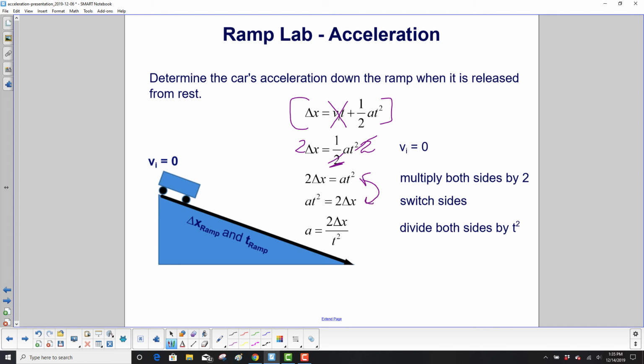So I have at squared is 2 delta x, and we're interested in solving for the acceleration. So we need to get rid of this t squared, so since that's multiplying a, we get rid of it by dividing the left-hand side. Then of course we have to do the same thing to the right. And finally, we get the acceleration is 2 delta x over t squared.